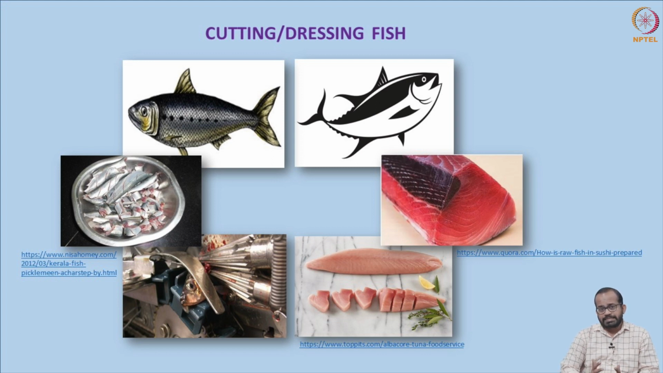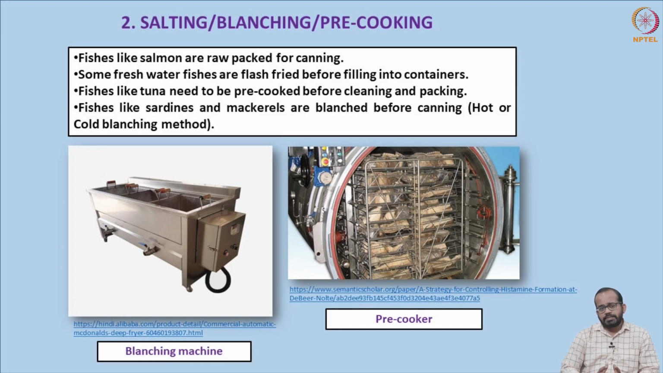This kind of dressing or cutting of the raw material is done according to the container size, the type of raw material, the type of container, and the size and shape of the container. After cleaning and cutting the fishes, the next process is salting, blanching, or pre-cooking. These are basically considered the pre-processing steps in the case of canning.